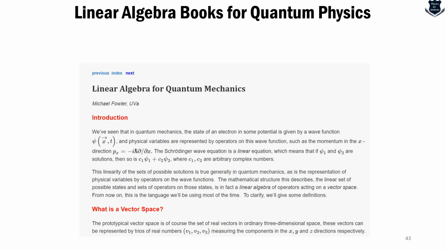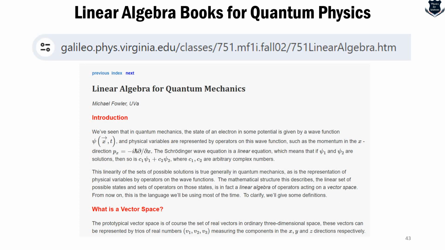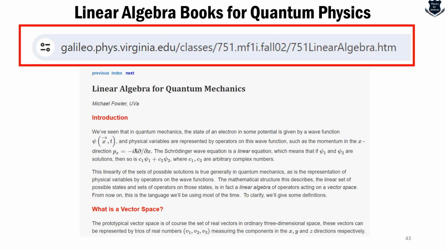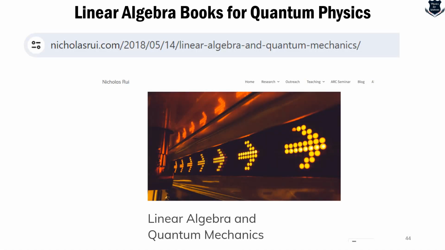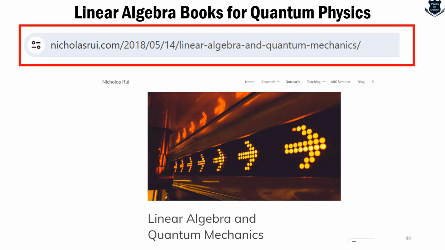Now, other than these two books, it is difficult to find a specific linear algebra book for quantum physics. But this material online, I have put up the link in the description box. This is for Galileo Physics Virginia Edu classes. And this is a very good website which is precise to linear algebra for quantum mechanics. You can go through that. Also, this particular website is specifically again linear algebra for quantum physics. You can go through it and learn it.